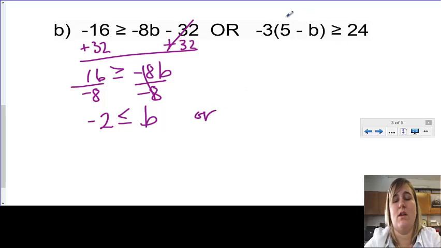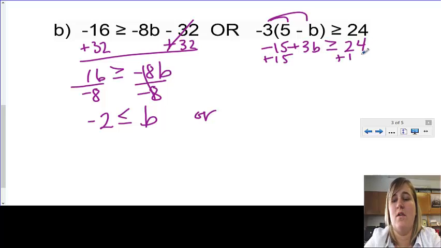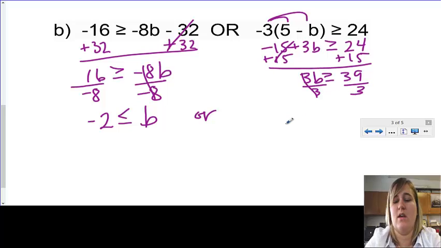Or, on the other side, I have to distribute that negative 3, so I end up with negative 15. Negative 3 times negative b is a positive 3b, is greater than or equal to 24. To get b by itself, I add 15 to both sides. So I get 3b is greater than or equal to 39. Divide by 3 on both sides. So I get that b is greater than or equal to 13. Final answer.